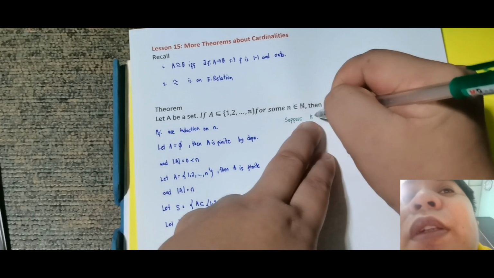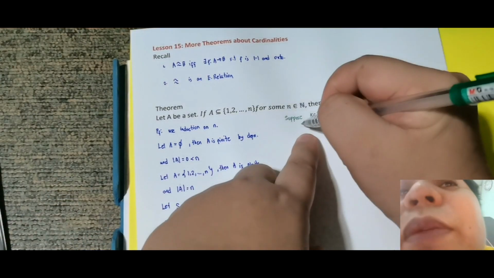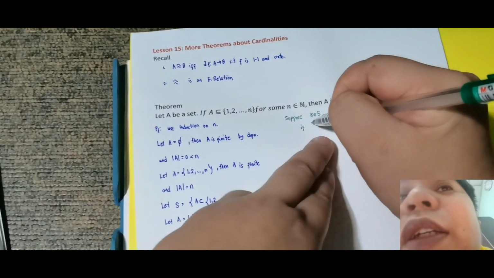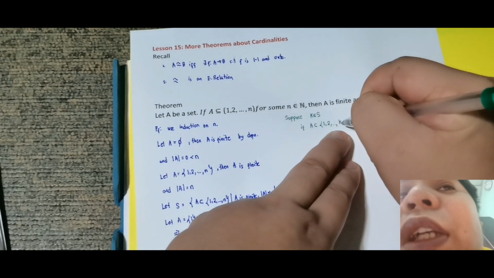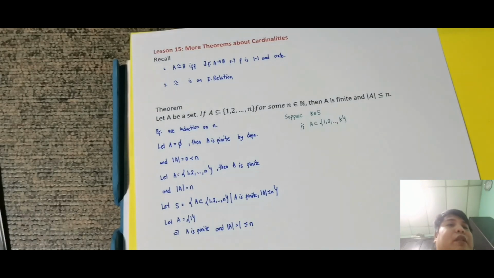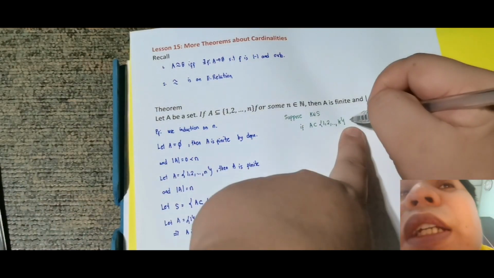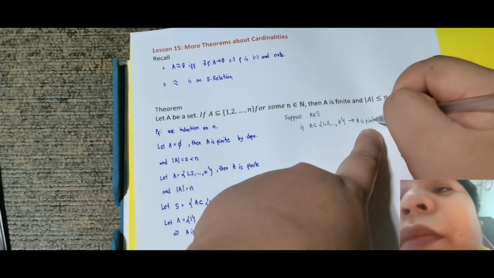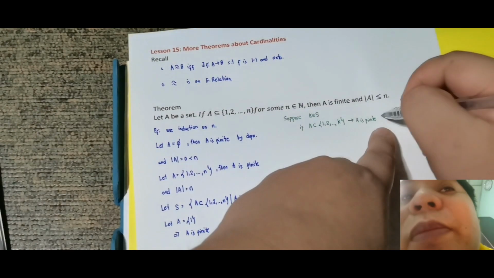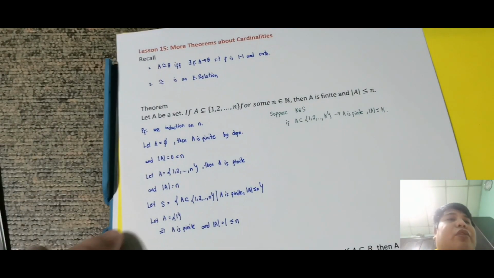that k is an element of S. Okay, so ano ibig sabihin pag si k element of S? Ang ibig sabihin nito, this is if A is a subset of the set containing 1, 2, 3, ..., up to k. Okay, so meaning binago ko yung laman. So meron akong A, proper subset siya ng {1, 2, 3, ..., k}, which implies, ano implication nito? Which implies that A is finite, and the cardinality of A is less than or equal to k.